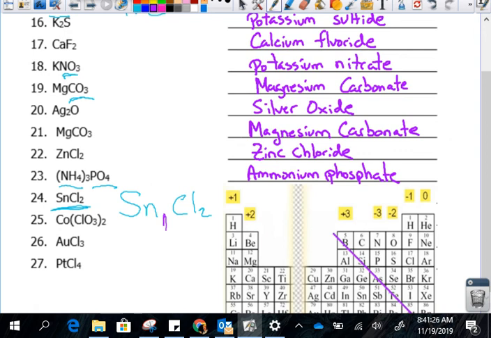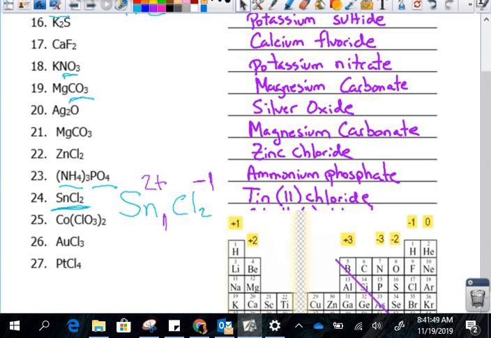We know this is a 1. And if I go to the periodic table, I see that chlorine is a -1. So if this is a 1,1, then this must be a +2. So we're going to say that element 10 has a +2 charge, Roman numeral 2, and it's with chlorine: chloride.